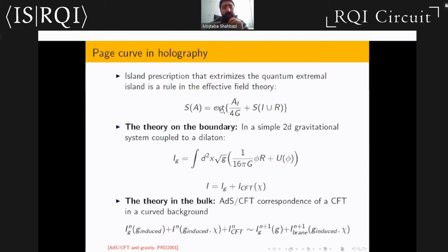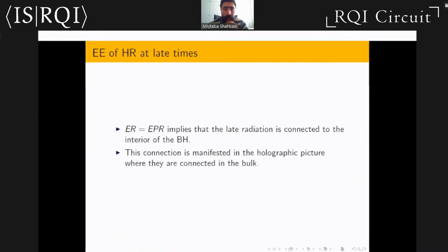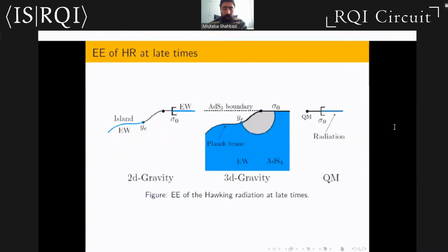But the point is that this island formula is really an ad hoc solution to the information paradox, because people just add in some terms with no reasons. We'll show that analog gravity can explain why we should add these terms, but in a non-ad hoc manner. How do people compute entanglement entropy via the island prescription?